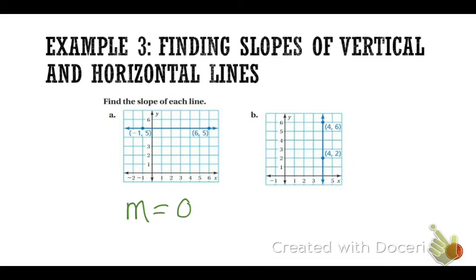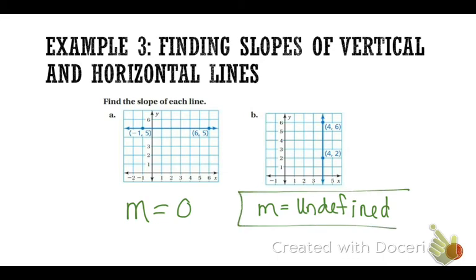Okay? What about B? M equals undefined. Oh, wow. No rise over run. You just recognize a vertical line has an undefined slope. Okay? All right, any questions on that? We just have to show you both ways. That's what 0 and undefined slopes look like with ordered pairs and with graphs.